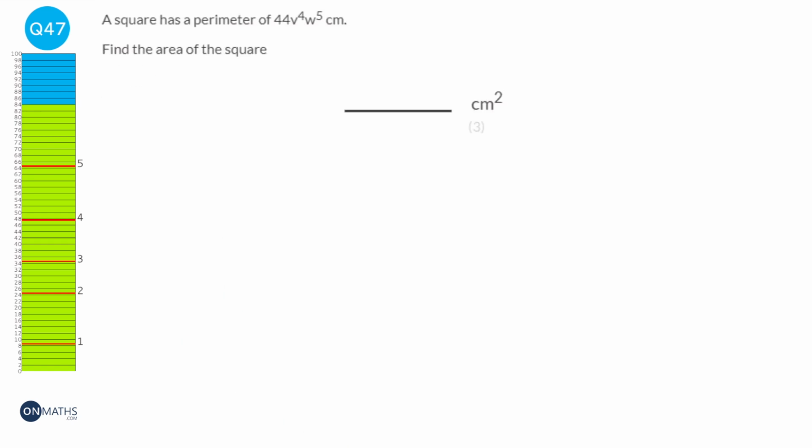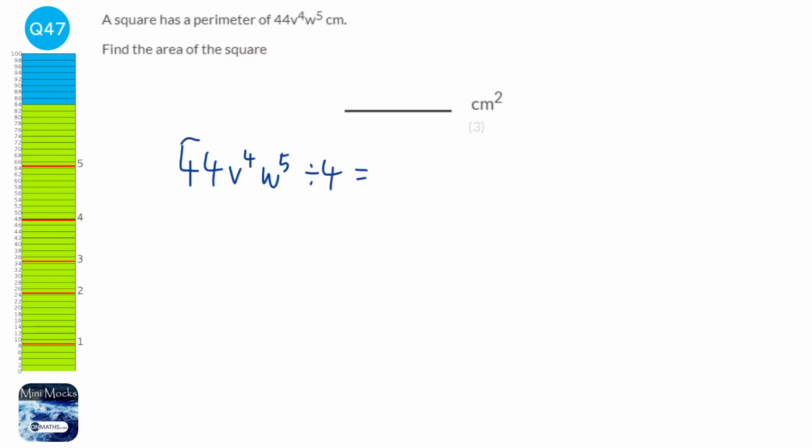So we need to first of all work out what the length of the side of the square is. And to do that, we get the 44v to the power 4 w to the power 5, and we just divide it by 4. All we need to do is divide the coefficient by 4, so it'd be 11v to the power 4 w to the power 5.